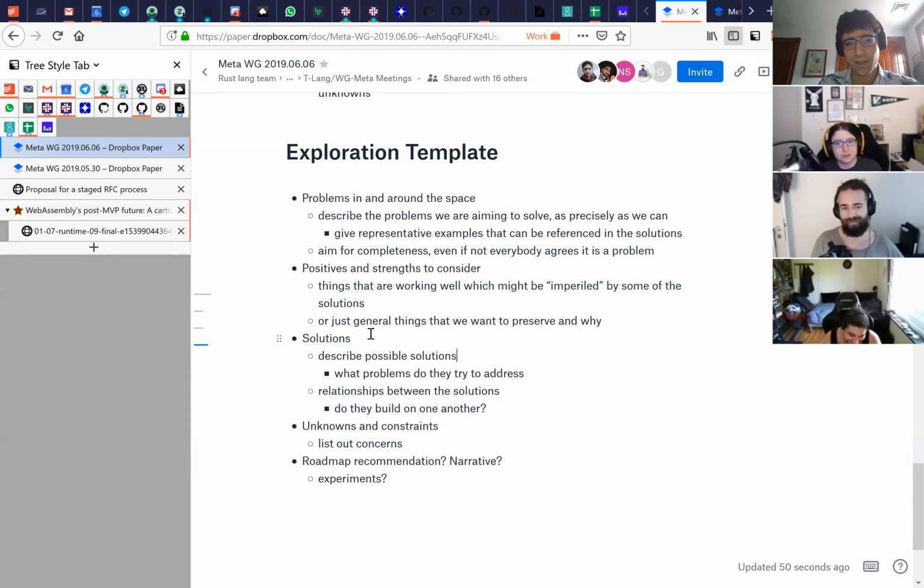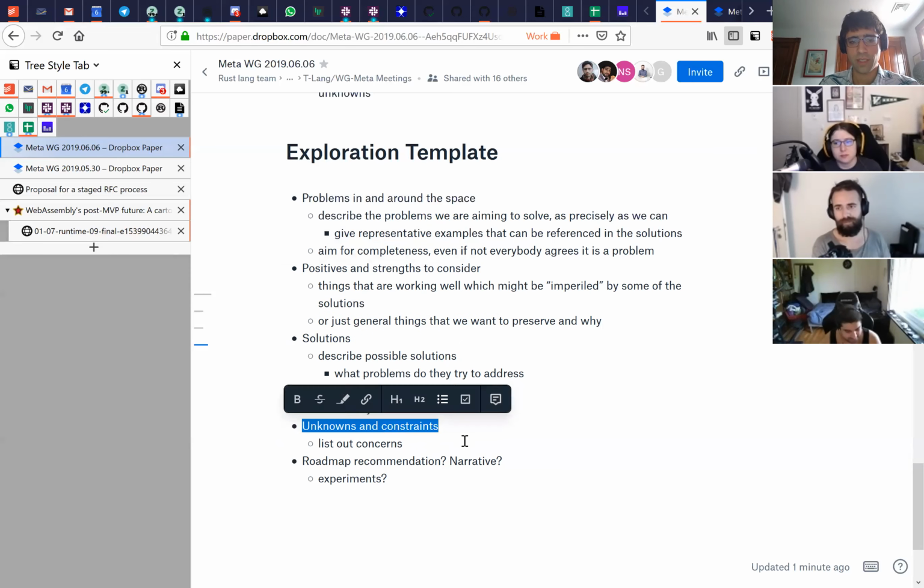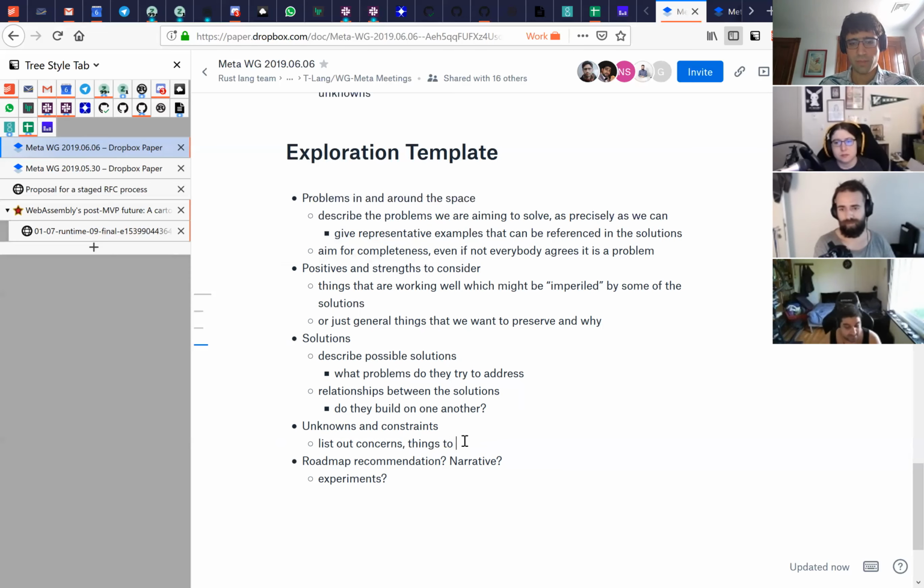My feeling is, so I separated out problems in and around the space, positives and strengths to consider, solutions and how they relate to one another, unknowns and constraints, things to be resolved later. And I also have this roadmap recommendation narrative. I have a lot of question marks here because I think this part is by far the least clear. And I suspect that's okay.